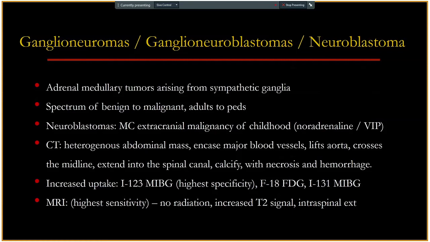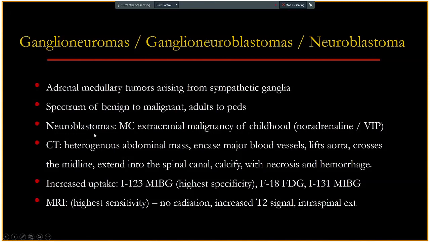Other tumors that arise from the adrenal medulla are in a spectrum. They are ganglioneuromas, ganglioneuroblastomas, and neuroblastomas. They're often grouped together because they arise from the same tissue, which is the adrenal medulla. And they are in a spectrum from benign to more malignant. So ganglioneuromas are benign, but neuroblastomas are malignant.